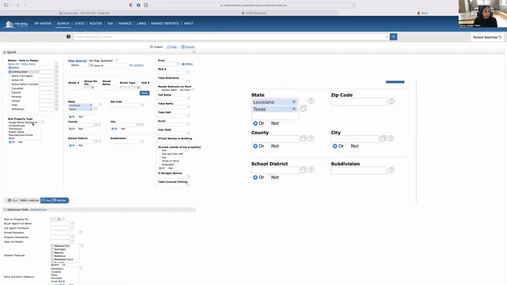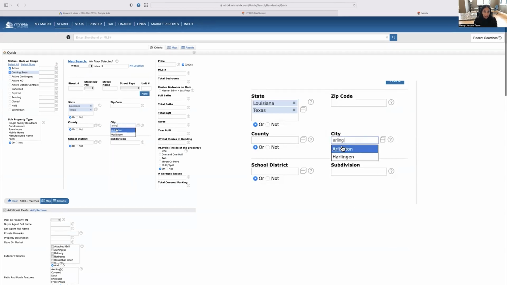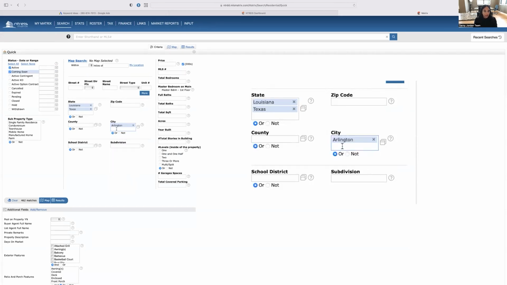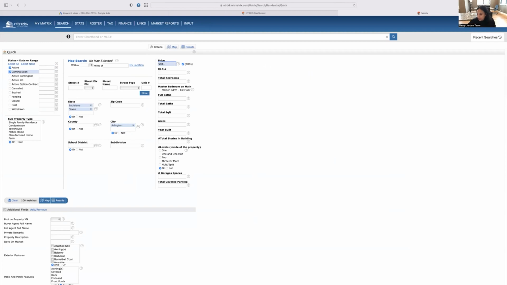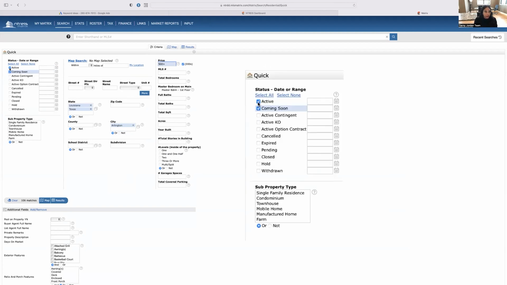And depending on my price point, I can put that in too. So I'll see, okay, there's 400 either active or coming soon houses. Now, if I want to work with people that are 500 and up, I'm going to put that in here. So there's 106 out of 400, right, that are 500 and up. So that's a smaller percentage.